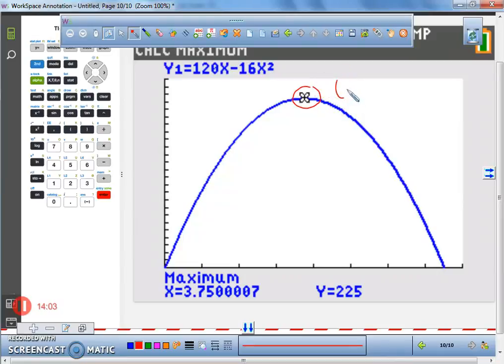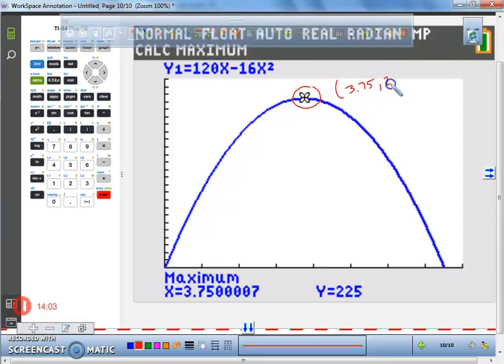What is our x value? 3.75. And what is our y value? 225. What does the 3.75 represent? That's the amount of seconds it took to get the maximum height in feet. That's a tool that the calculator can do. Now we're going to do it by hand without the calculator next.